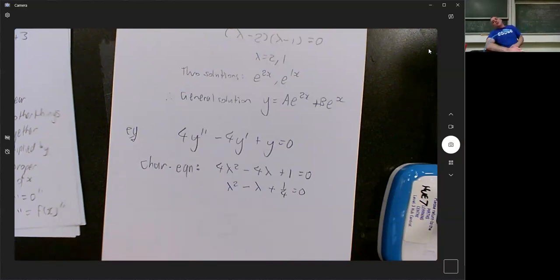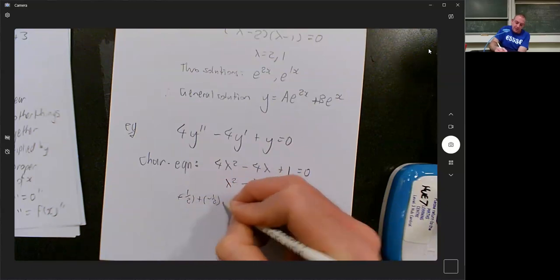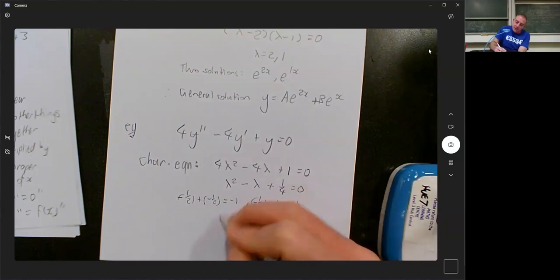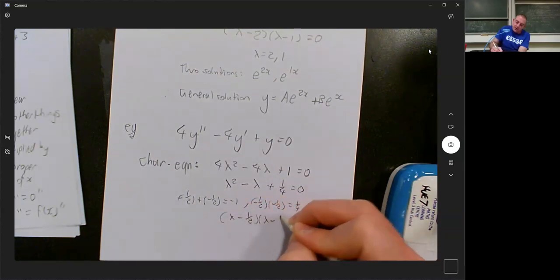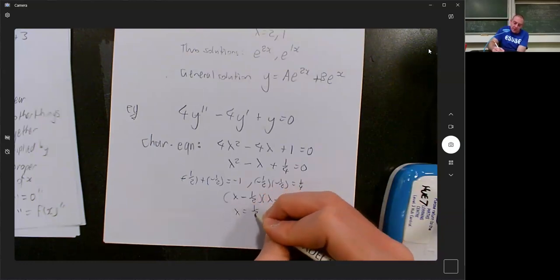And then you could attempt to think of two things that add to give minus 1 and multiply to give a quarter. Or you could complete the square. That would work too. Well, they'd have to both be negative. Two things that add to give minus 1 would be minus a half and minus a half. That'd work. Minus a half plus minus a half is minus 1, and minus a half times minus a half is a quarter, and so I get lambda minus a half, lambda minus a half. Which, if you like, is lambda minus a half squared, but the point is I get two of the same solution.